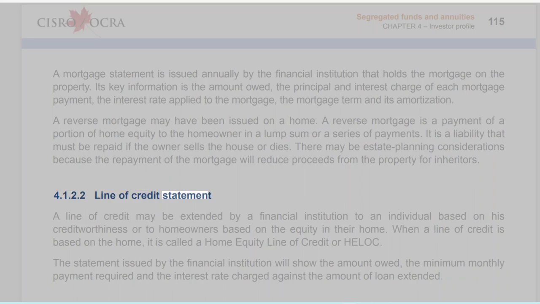1.2.2 Line of credit statement. A line of credit may be extended by a financial institution to an individual based on his creditworthiness, or to homeowners based on the equity in their home. When a line of credit is based on the home, it is called a home equity line of credit or HELOC. The statement issued by the financial institution will show the amount owed, the minimum monthly payment required, and the interest rate charged against the amount of loan extended.